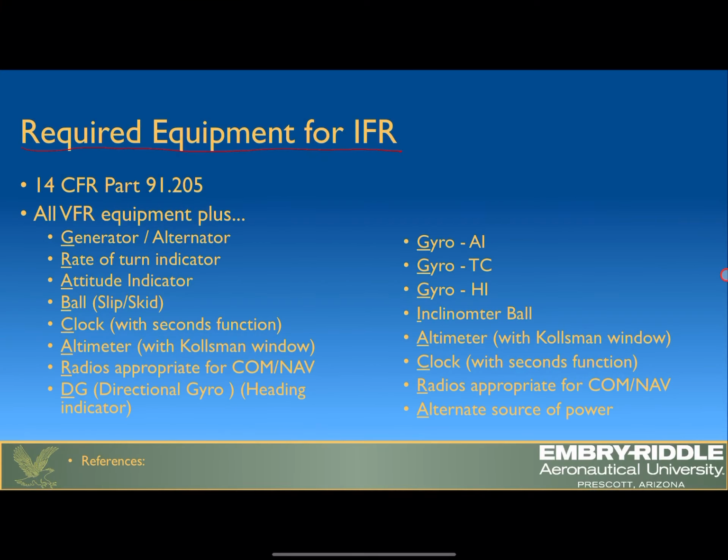So we go back to our PowerPoint here. Here's the list. This is the same list broken down two ways. So here's list number 1 and list number 2 for required equipment for instrument flight. It's the same list. There are 2 acronyms you can use to remember this list. So for the first one, list number 1, we have the acronym GRAB CARD. So we go through each one line by line.